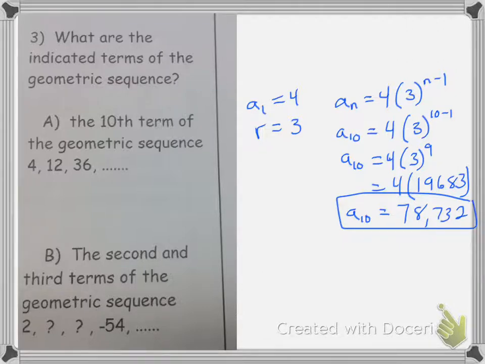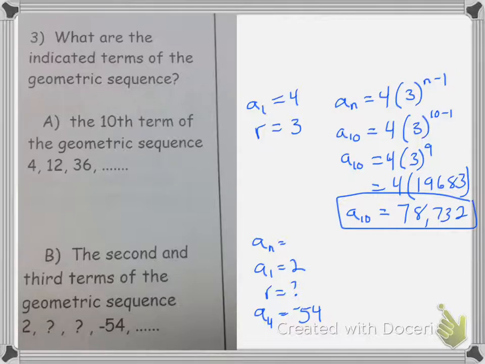Okay, and the second one, it's asking for the second and third terms in the geometric sequence. So out of the formula, I know the first term is 2. I don't know the common ratio here. I do know the fourth term is negative 54. Think about what has to happen for it to go from a positive 2 to get to a negative 54.